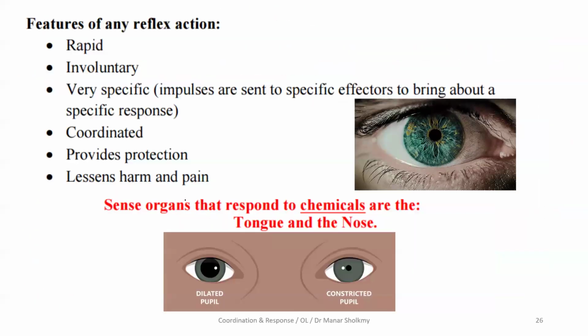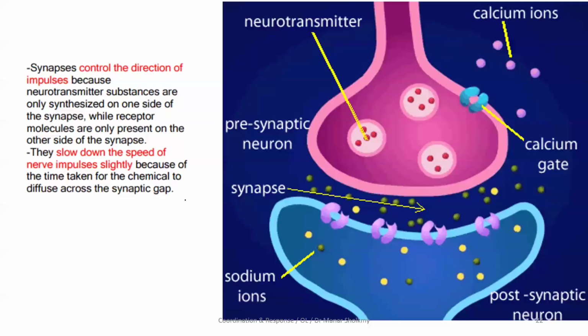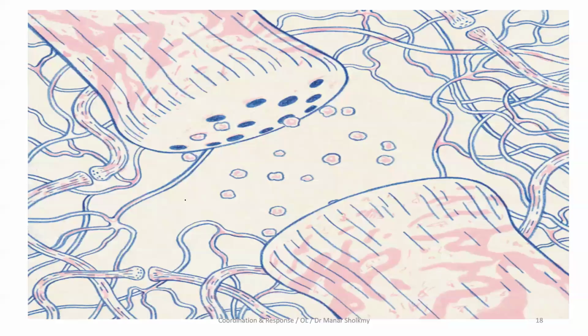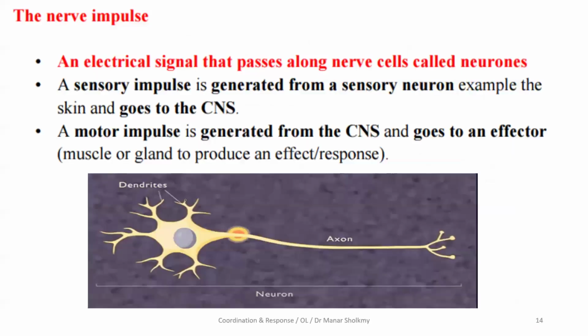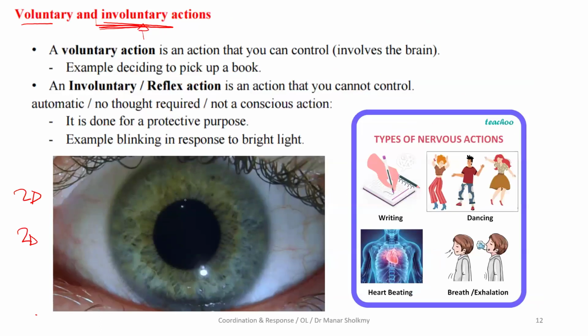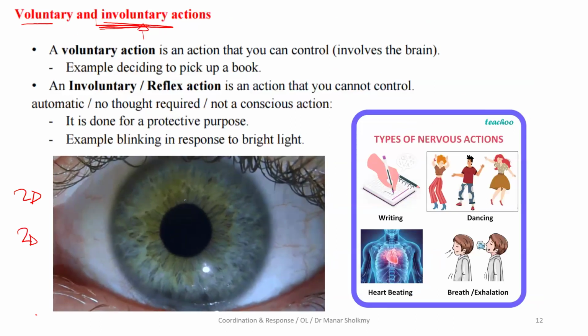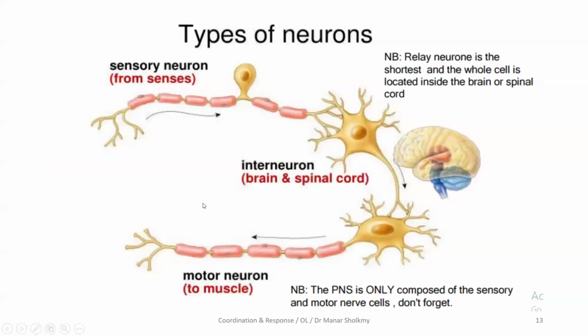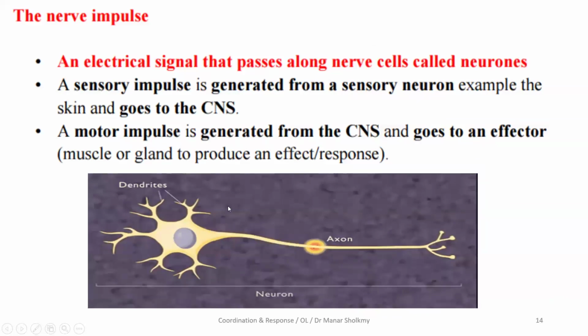I'll go back to the beginning of the slides so that I don't skip anything. Just be patient with me and I'll let you go when everything's done. Okay, we were here. So the pupil reflex, I hope it's clear now. Good. Types of neurons, this is covered. The nerve impulse.